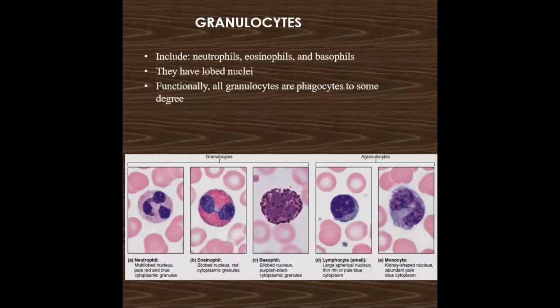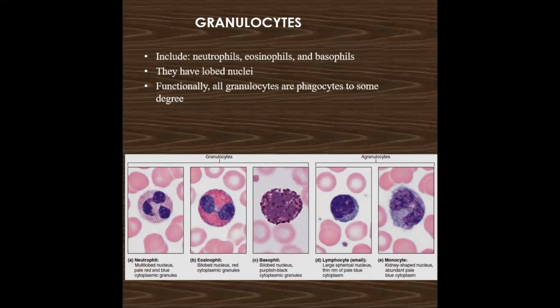Granulocytes include neutrophils, eosinophils, and basophils. They have lobed nuclei. Functionally, all granulocytes are phagocytes to some degree. Here are the diagrammatic representations of granulocytes and agranulocytes. We can observe clearly that inside the granulocytes, there are obvious granules present inside the cytoplasm, like in the neutrophil: multi-lobed nucleus, pale red and blue cytoplasmic granules.